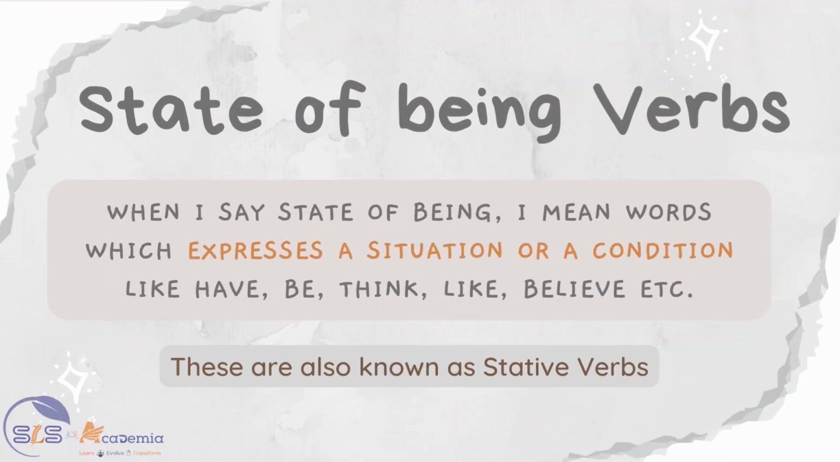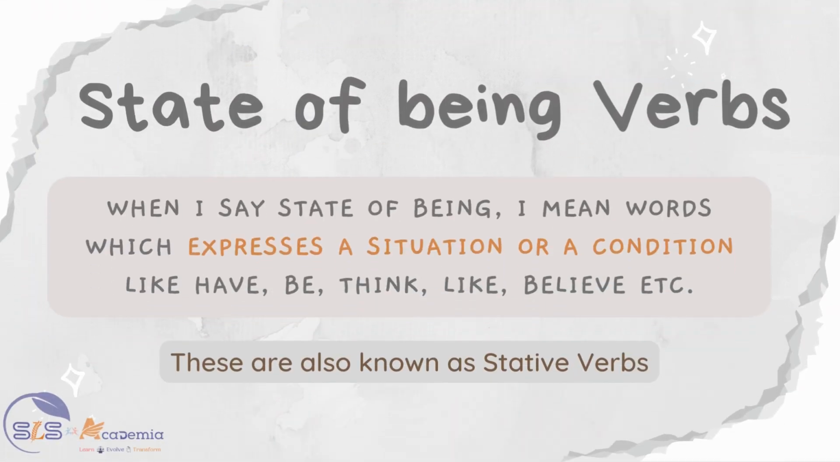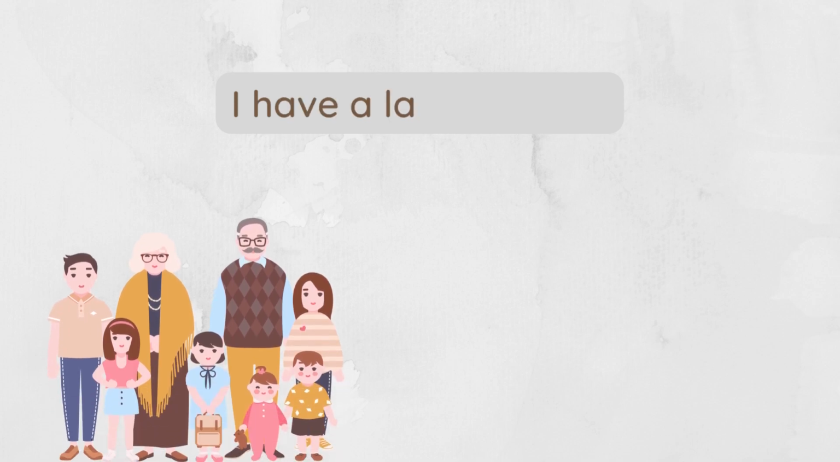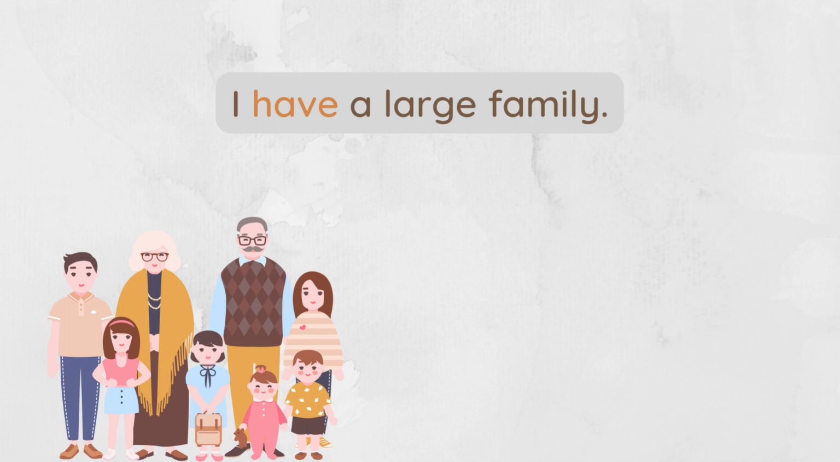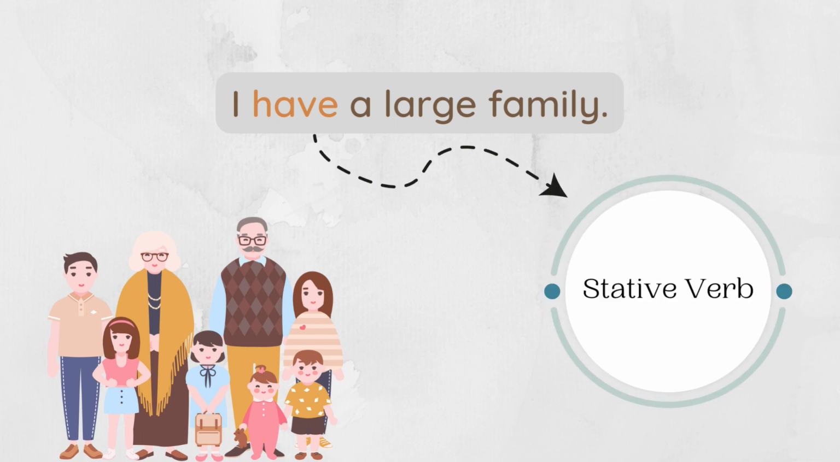When I say state of being, I mean words which express a situation or a condition like have, be, think, like, believe, etc. These verbs are sometimes known as stative verbs. Let me give you some example. In the sentence, I have a large family, I am using the verb have. Here, I am not talking about doing any physical action. I am just telling you about a situation, in this case about my family.